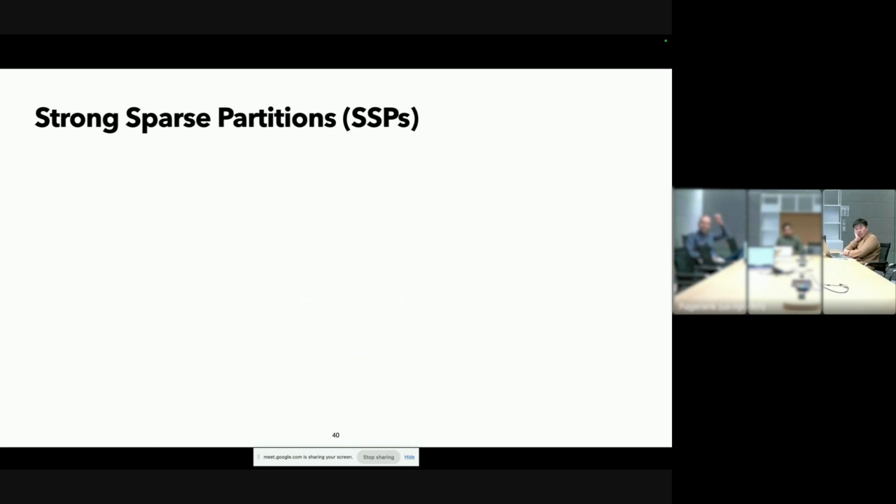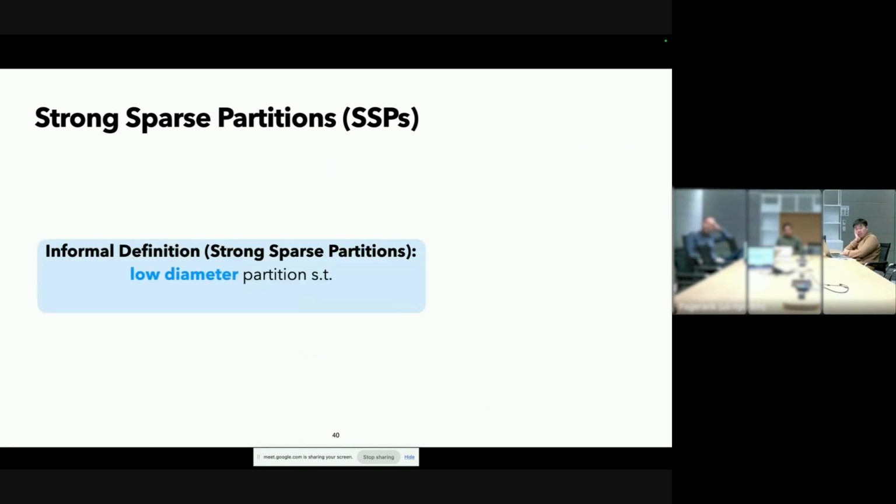So what is a strong sparse partition? Informally, the way I want you to think about it is it's like a partition of a vertex set into low diameter parts, where if you look at any ball that is appropriately reasonable, that ball intersects a small number of those parts.